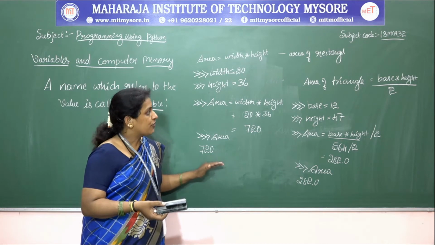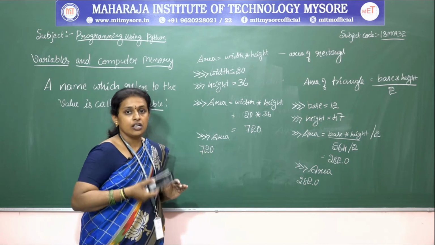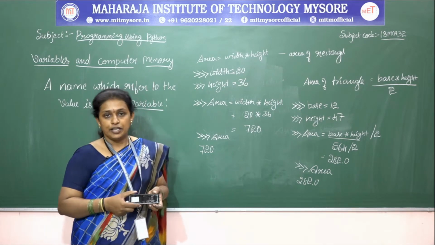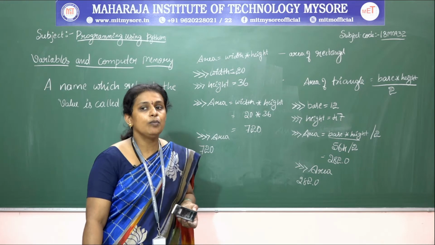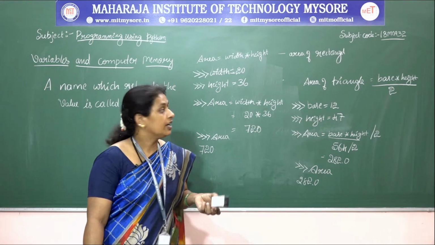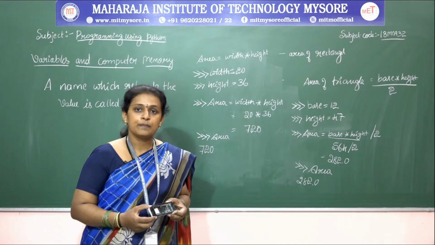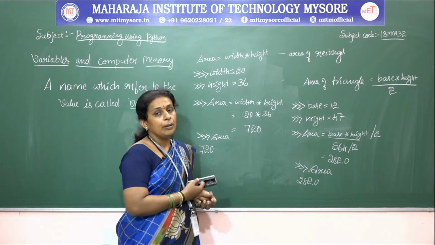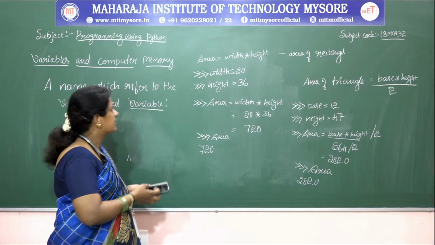Okay. So that's what, when the value changes with respect to a variable, the content or the value will vary. So it is given as a variable. So let us go with the memory model of Python with respect to variables.